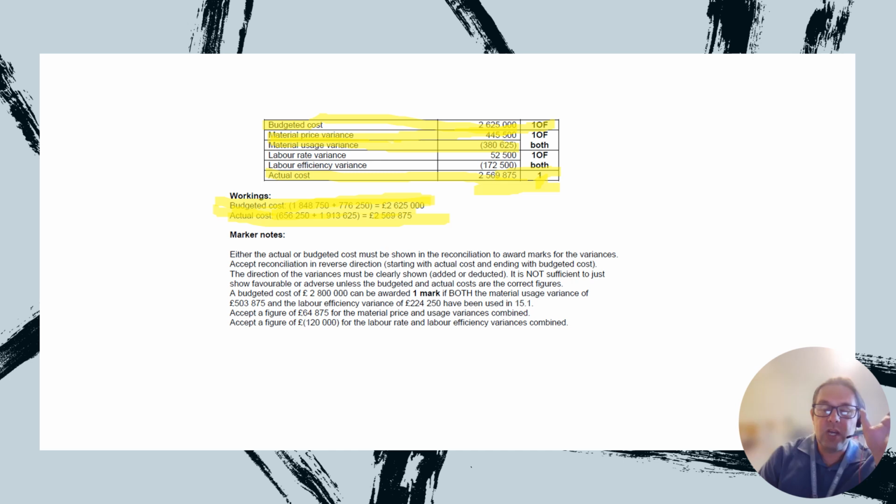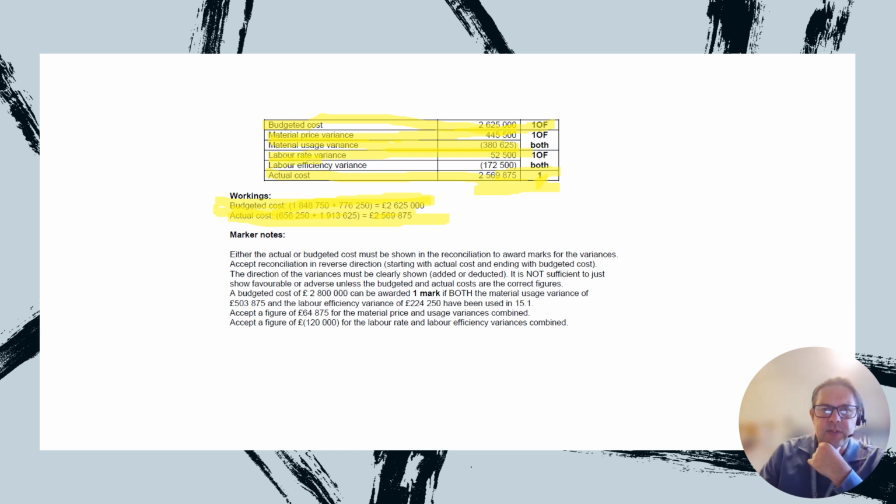I'm just giving you those, like I said, for quickness, but we will add the price because it was adverse, deduct the usage because it was favorable. You're getting a mark for doing both of those right, because effectively if you got a mark for each, you could have really guessed one of them. There's always a 50-50, so it does make sense why they're doing it that way. And then it's the same for the labour rate and efficiency.